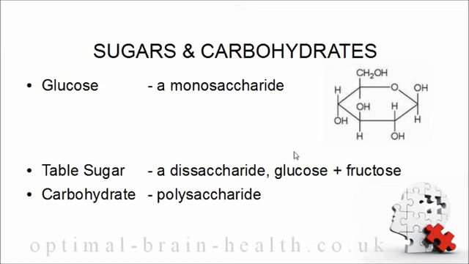Fructose, by the way, is also an energy source, but it can't be used directly by cells, or at least most cells, and it has to be processed by the liver. Now, carbohydrate is actually a general term that includes these other sugars, but most carbohydrates are found in the form of polysaccharides, which are long chains of sugar molecules joined end to end. Polysaccharides are also called complex carbohydrates.